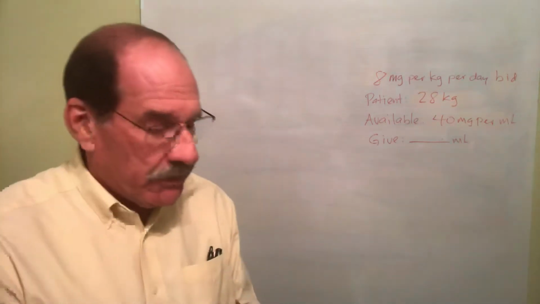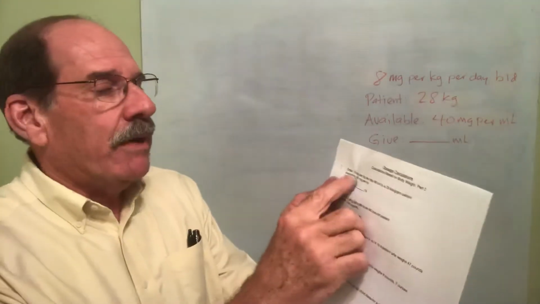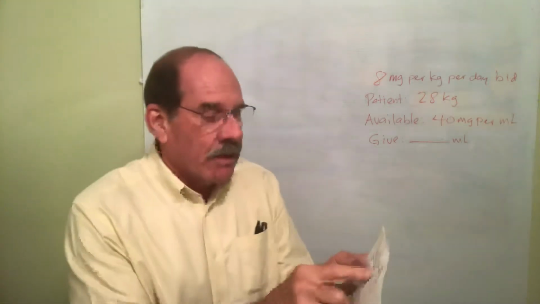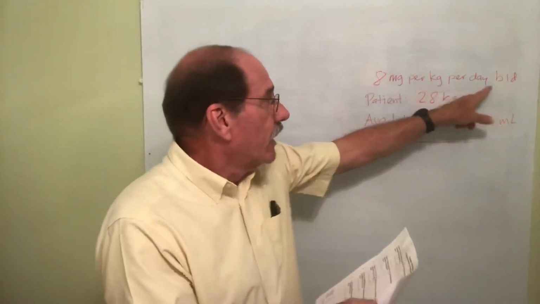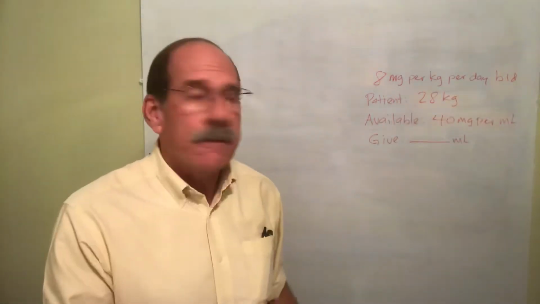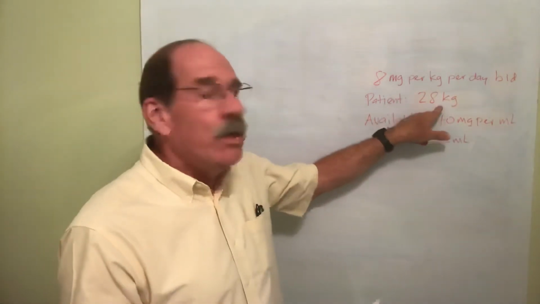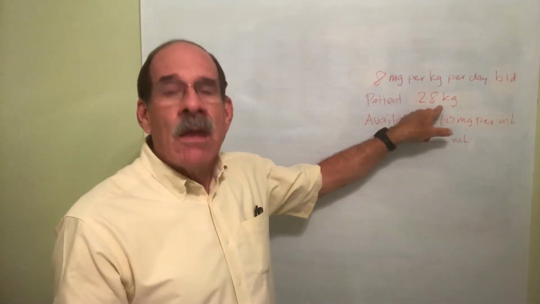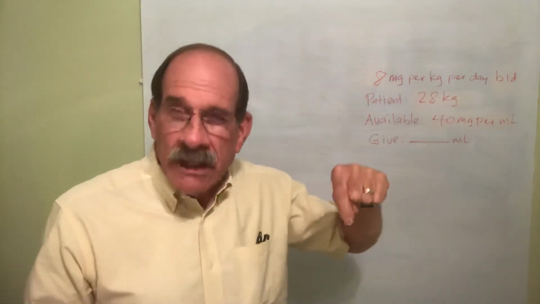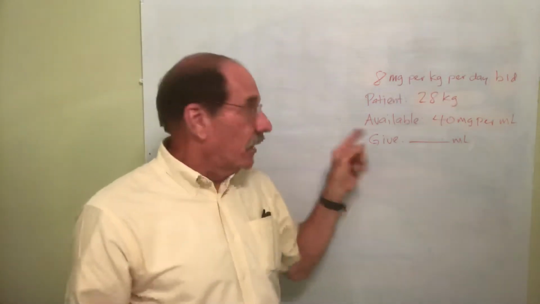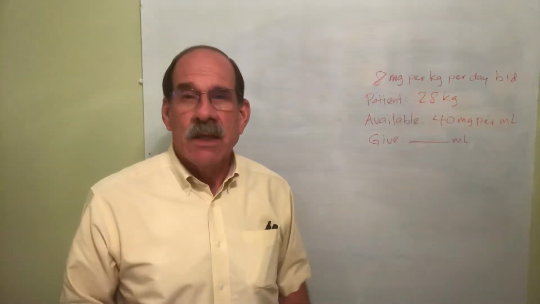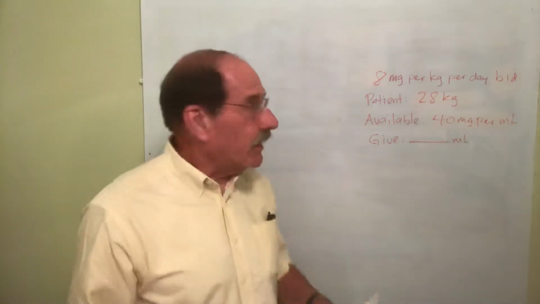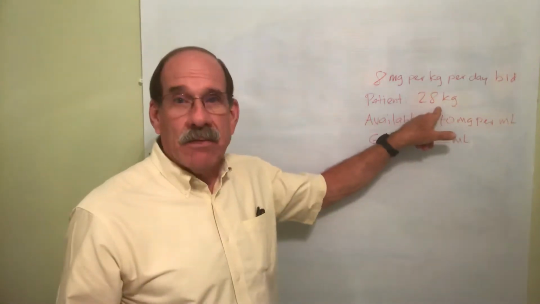Look at number 1. It says 8 milligrams per kilogram per day, BID. Okay, so 8 milligrams per kilogram per day. I'm doing a BID, but looky here. The patient weighs 28 kilograms. All the ones I've done before, I gave you the weight in pounds, and you had to convert into kilograms. You don't convert to kilograms because it's already kilograms.